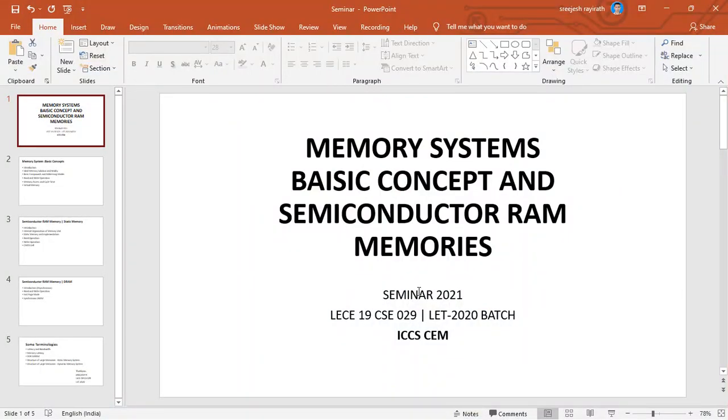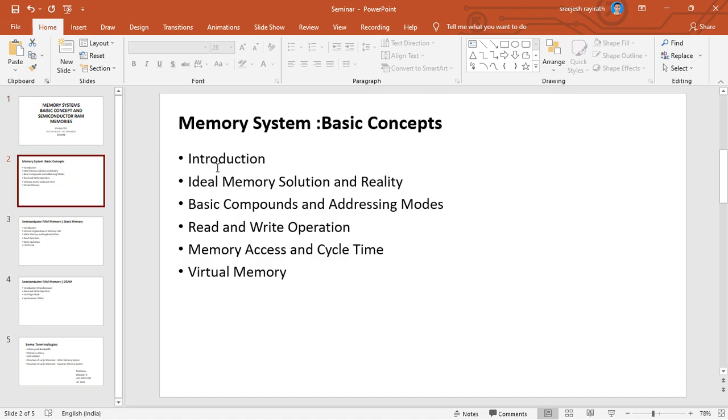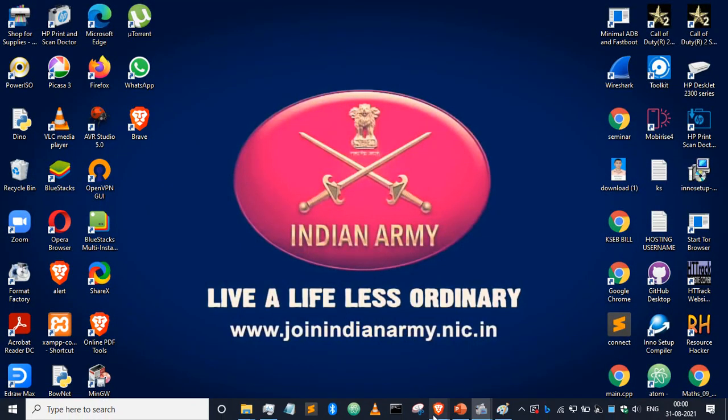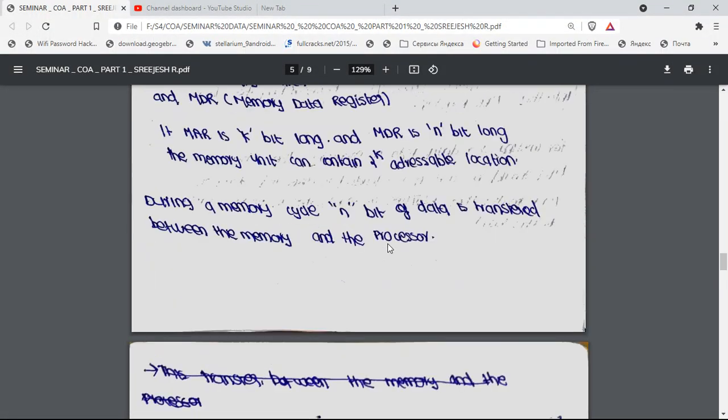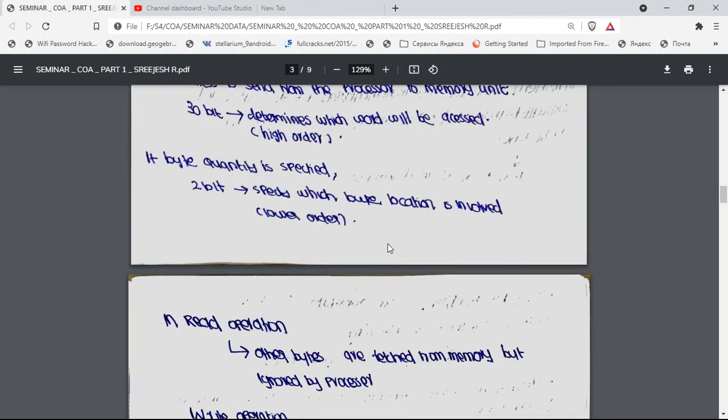So let's begin from where we stopped. We were discussing memory systems. We had just made an introduction about memory systems and addressing, and that is where I stopped.